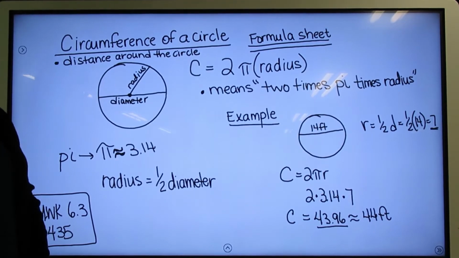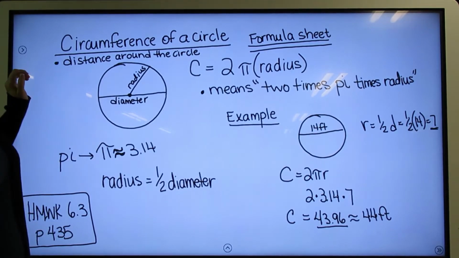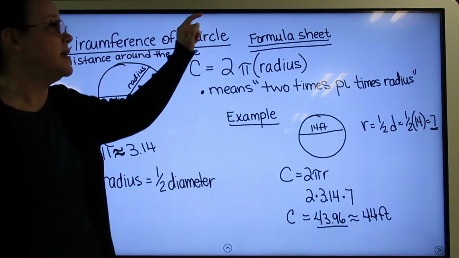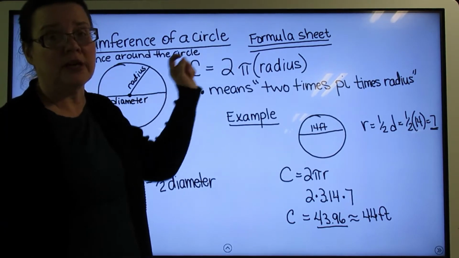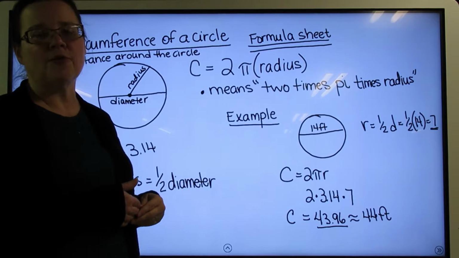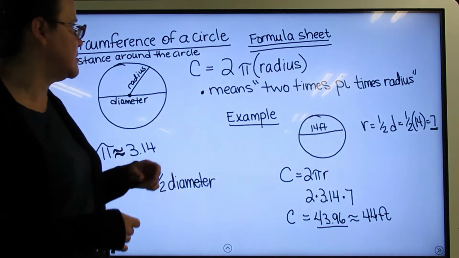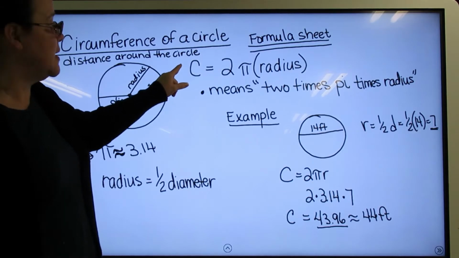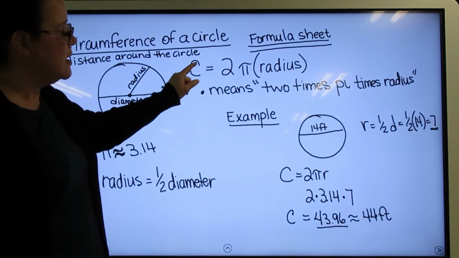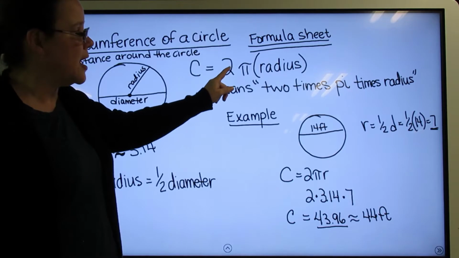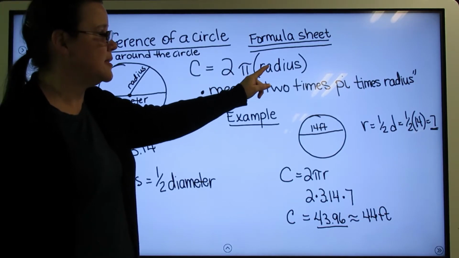Hello, so we're back. We're going to talk about the circumference of a circle. And this formula is located on the formula sheet in our classroom, and you get it in your folder. If you do not have that formula sheet, then you need to email me and let me know. But that formula is circumference equals 2 times pi times the radius.